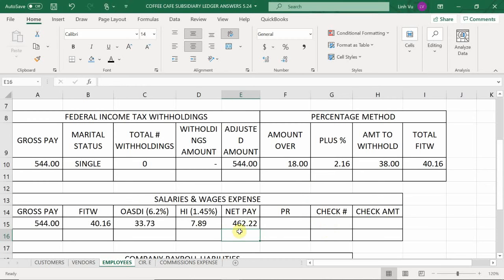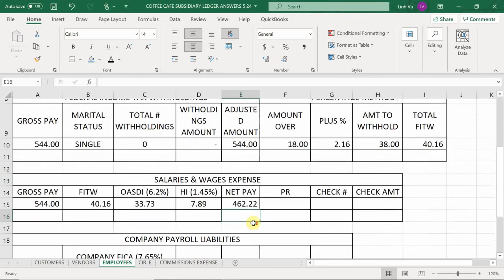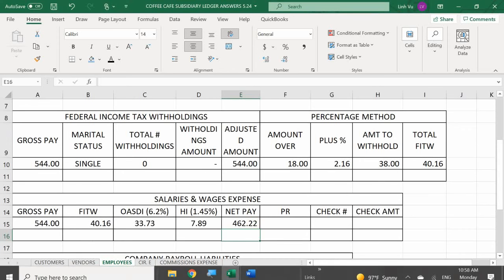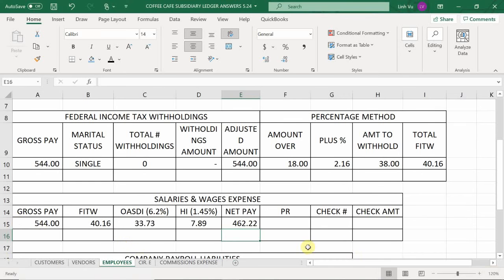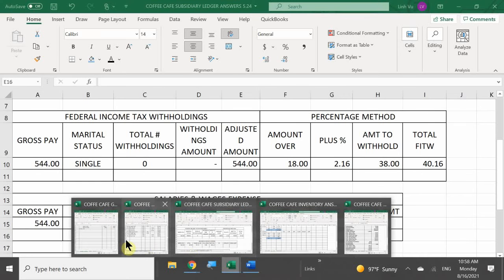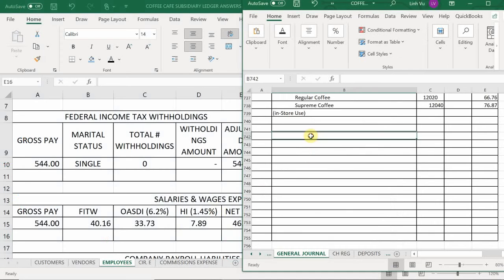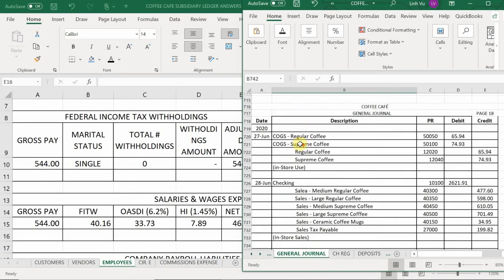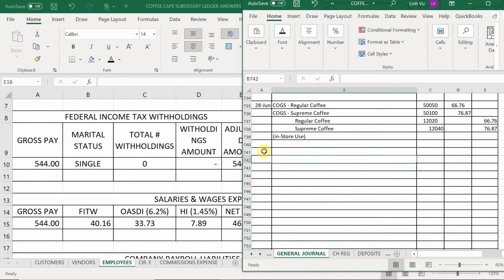So in this case, we've got to do the following. We need to journalize that we completed Irene's federal income tax withholdings, as well as Social Security and Medicare. So let's go ahead and journalize that. Here we are still on page General Journal 18. So how am I going to journalize Irene's payment?